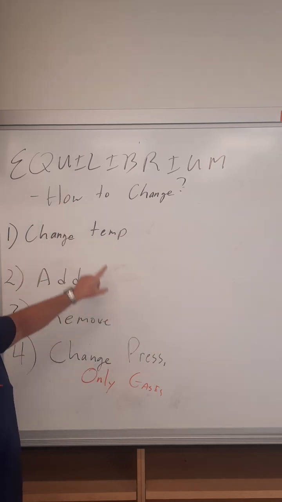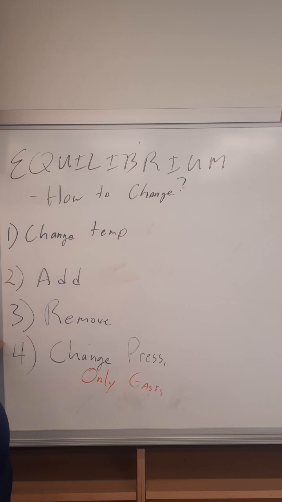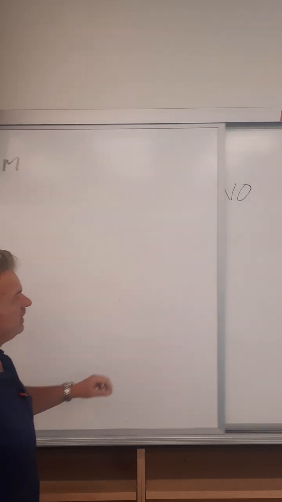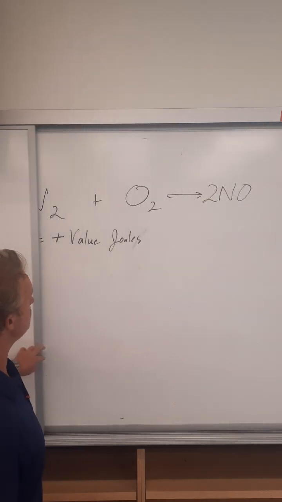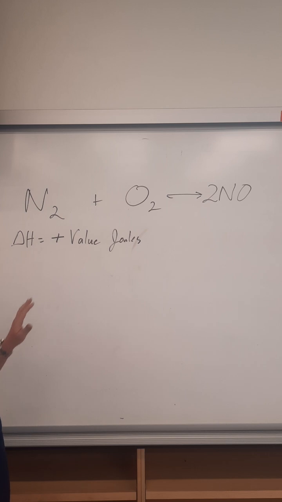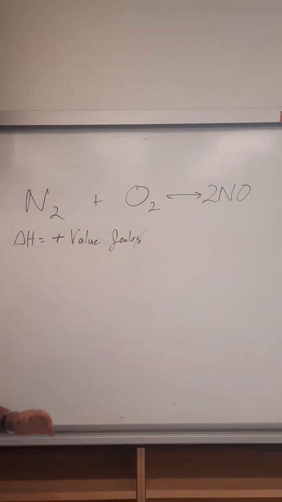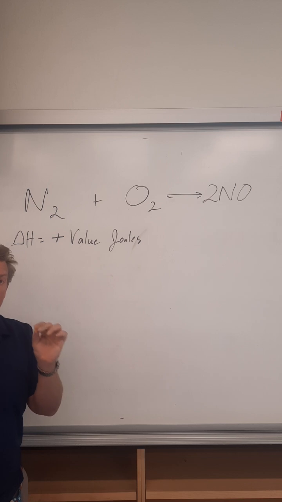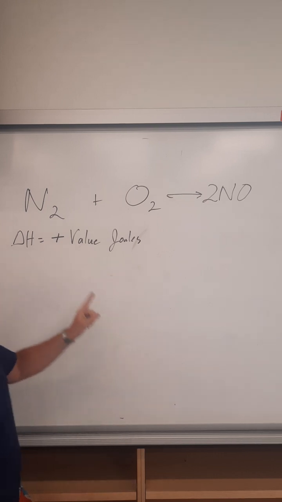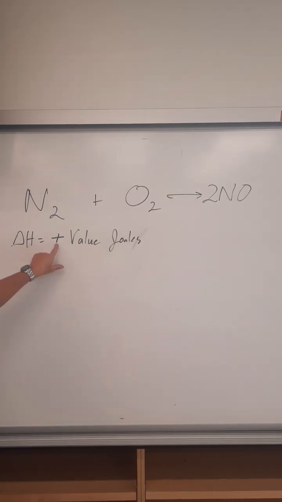How to change equilibrium? Changing the temperature. Let's talk about that one specifically. Here is a balanced chemical reaction that involves gases. We have gases as reactants and gases as the products here. To know what to do about temperature, you have to understand if it's endothermic or exothermic. The sign of the enthalpy value will tell you if it's endo or exothermic.